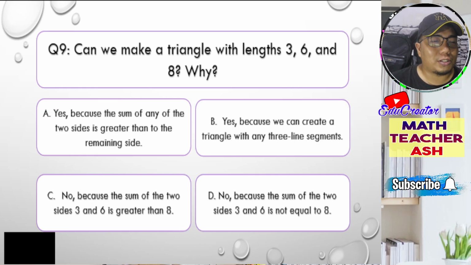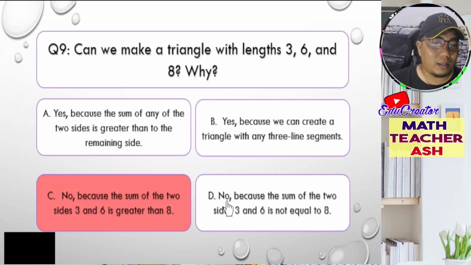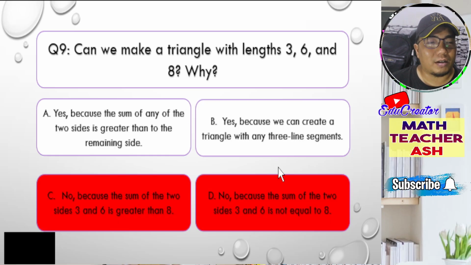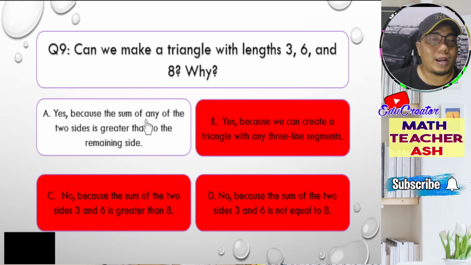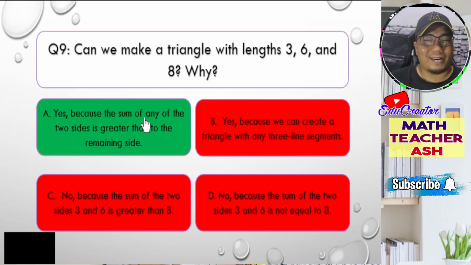Alright, math learners, in this question, we have 3 and 6. If you add them, that is 9. And 9 is greater than 8. So, this is applicable. So, basically, C and D are already wrong for this given question. Okay, so we only have here letter A and B. Of course, letter B is not applicable because we all know that we cannot just make any 3 line segments without considering its measurement. So, letter B is also wrong. The correct answer is letter A. Alright, so I hope you got that one, my dear math learners. Now, let us go to question number 10.